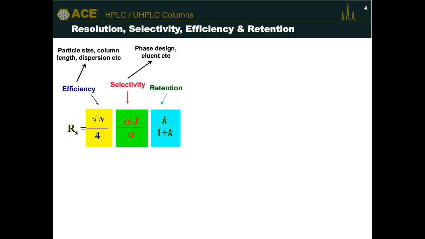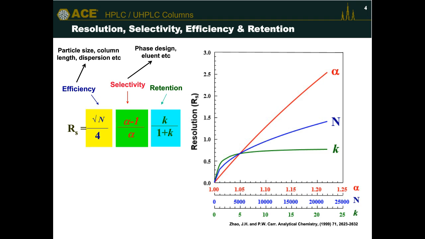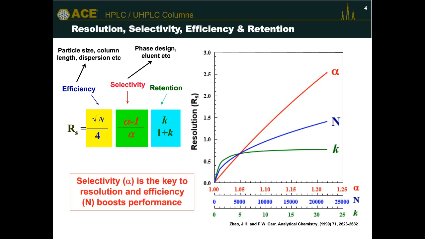But if we look at the equation in a graphical format, and we can see here on the y-axis we have resolution, and on the x-axis we have alpha, selectivity, N, efficiency, and k, retention, we can see the relationship between selectivity and resolution is almost linear across this range. Selectivity is very powerful with respect to resolution. In fact, it's the most powerful term in this equation. So it goes without saying that selectivity is the key to chromatographic resolution.